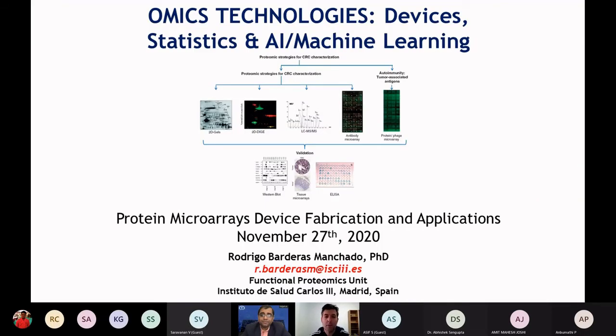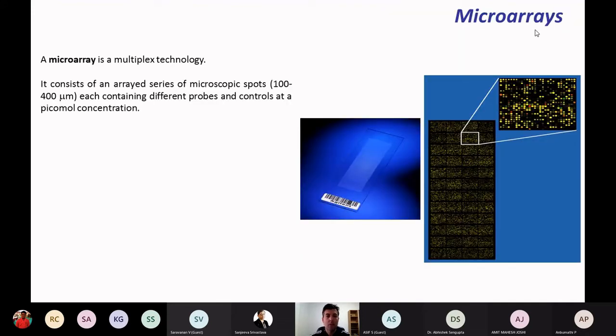As Professor Srivastava has told you, I'm going to speak about what we are doing in the lab using different approaches with protein microarrays, from the construction to the application. I'm going to give an introduction of how to get a protein microarray, and also how they can be applied to different applications.